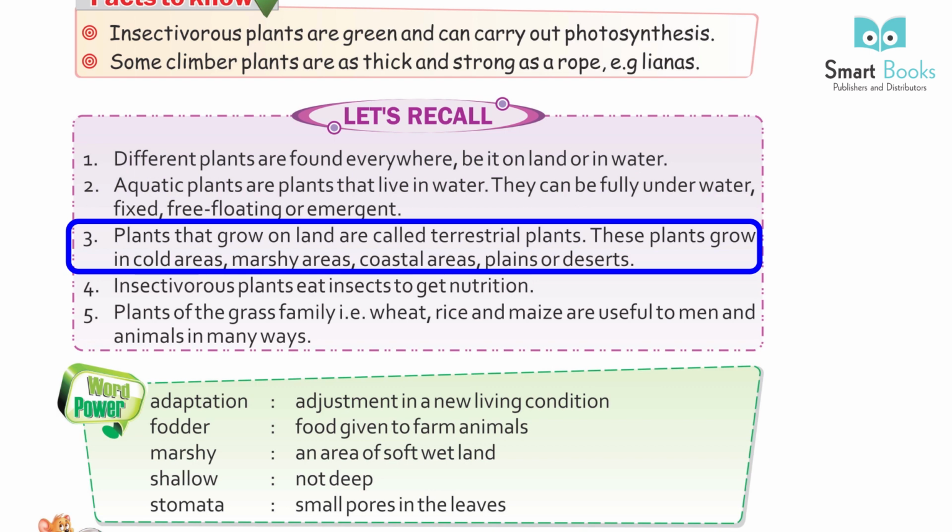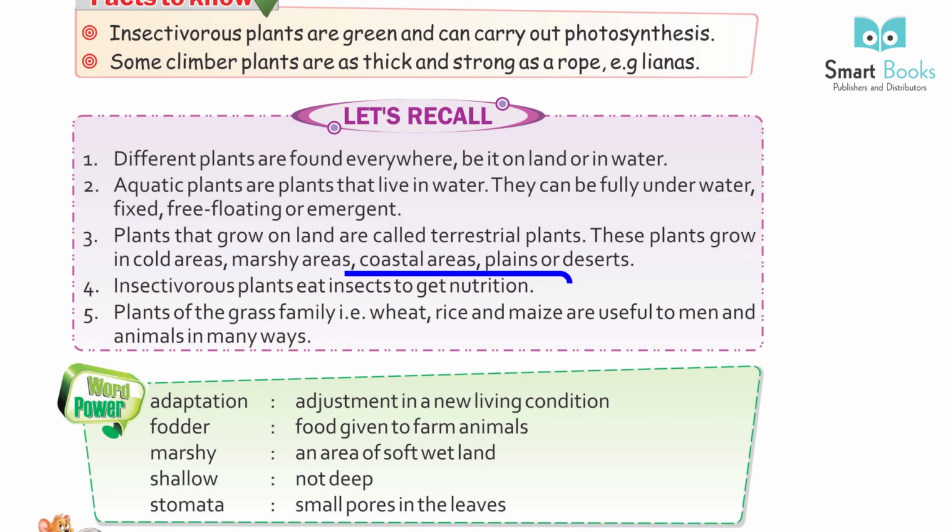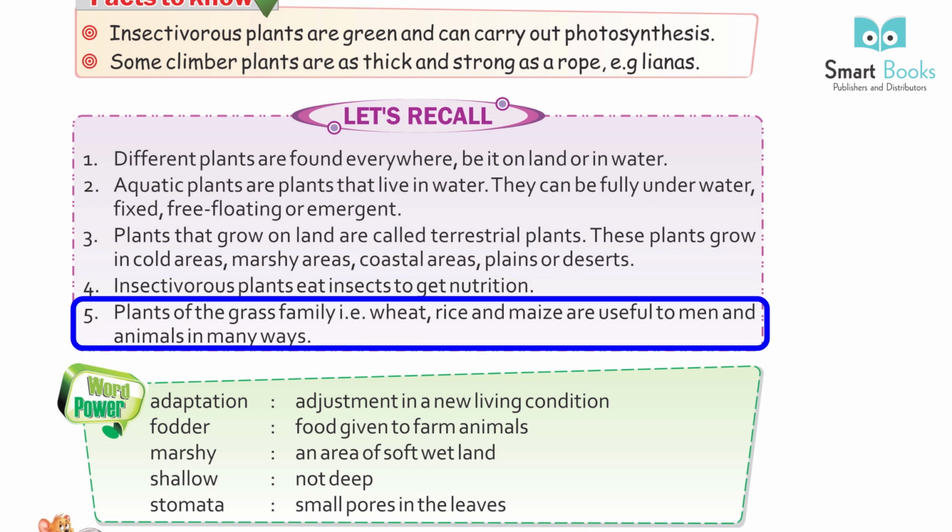3. Plants that grow on land are called terrestrial plants. These plants grow in cold areas, marshy areas, coastal areas, plains or deserts. 4. Insectivorous plants eat insects to get nutrition. 5. Plants of the grass family, wheat, rice and maize, are useful to men and animals in many ways.